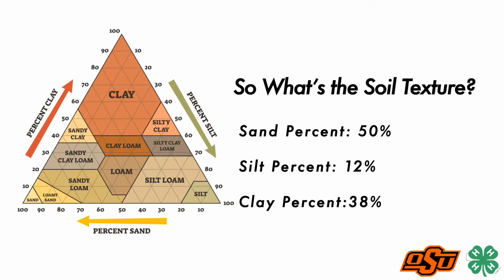Now that you have your percents, you'll see them listed here on the screen. Were you right? Each percent adds up to 100%, which is incredibly important when we're using the soil textural triangle. Keep in mind that your sand goes up, your silt goes downwards, and your clay goes straight across.